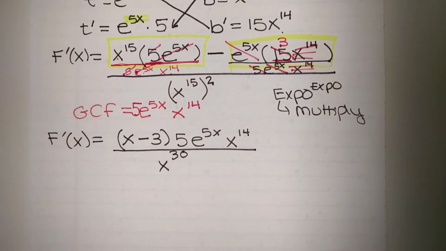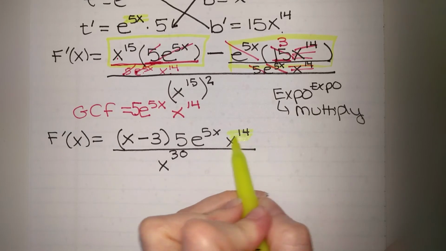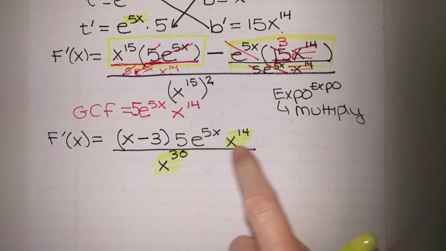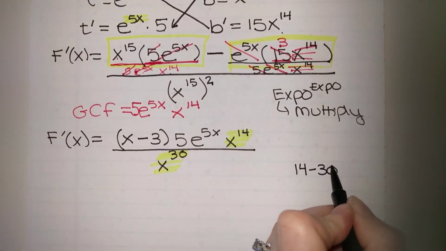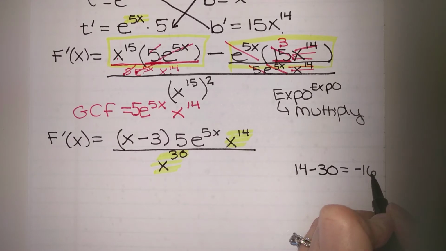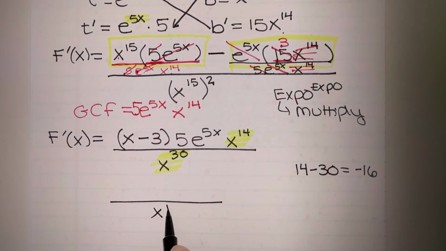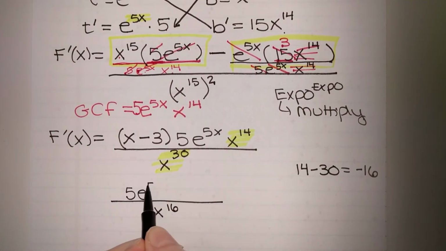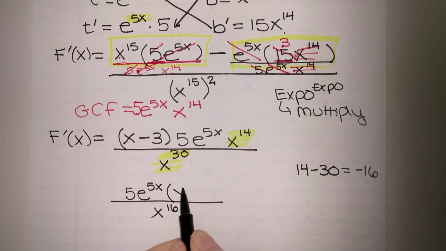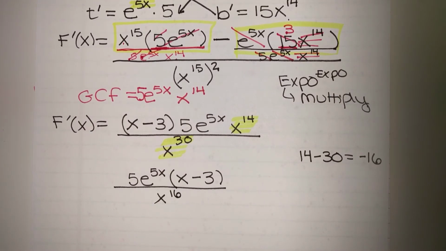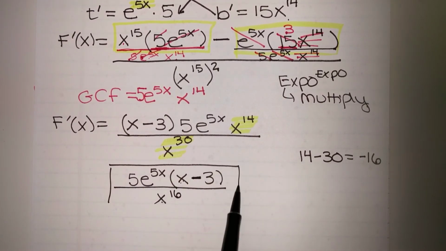Now, before we say this is our final answer, we notice that we have this x to the 14th and x to the 30th. So those can be combined together by subtracting the exponents. So we take 14 minus 30, and that gives us negative 16. So that tells us that in the denominator, we will have an x to the 16th, and in the numerator, we will have our 5e to the 5x, our GCF that's left over, times x minus 3. Upon further simplification, we can't simplify any further. Again, this x minus 3, because this subtraction sign cannot cancel out or cross out with the x to the 16th. So that is our final derivative.